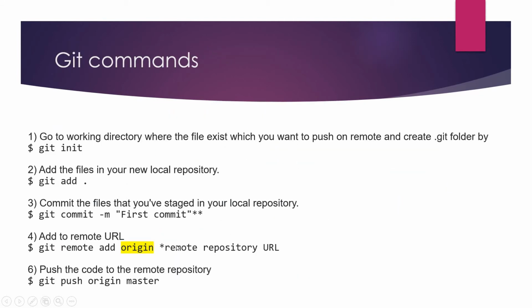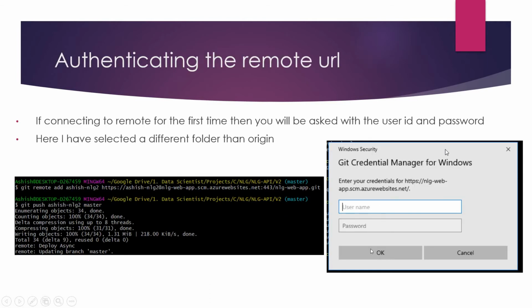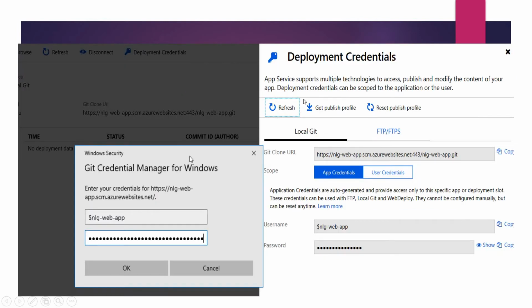Once you run this command, if you're running it for the first time, it will ask you for the username and password. This kind of window will pop up, and you need to fill in the username and password from that deployment credential option, like I told you here, local git, and then here is the username and password. So just copy and paste it here. Like I said, this is only one time. If you do this, then it will not ask you again.